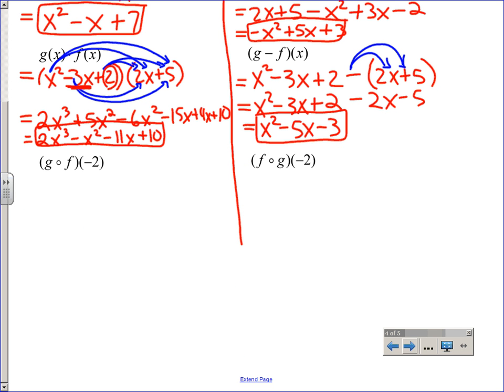Okay, now let's do the two composition ones. This is the one that some of you did not get very well on that activity, so you need to really listen here on how to do this.